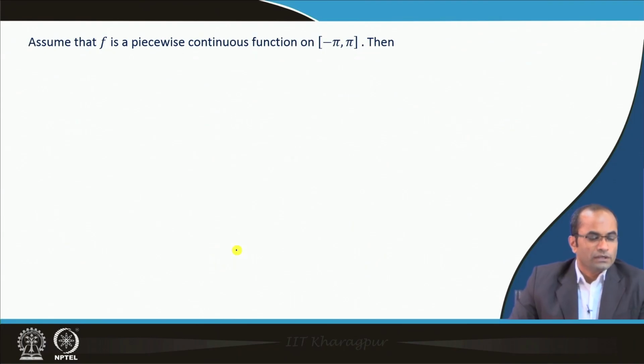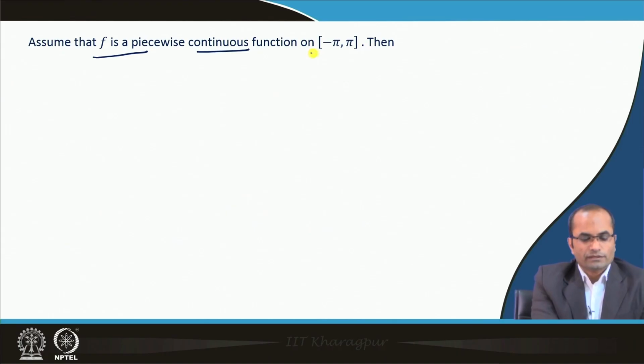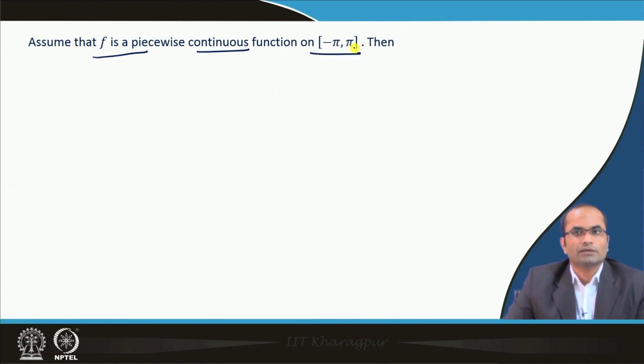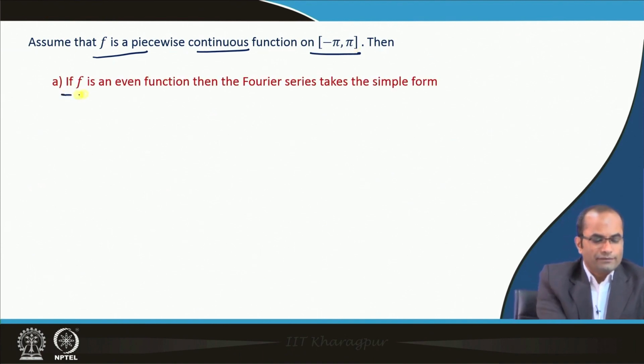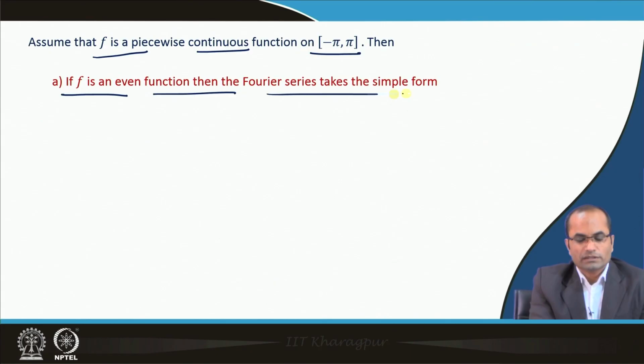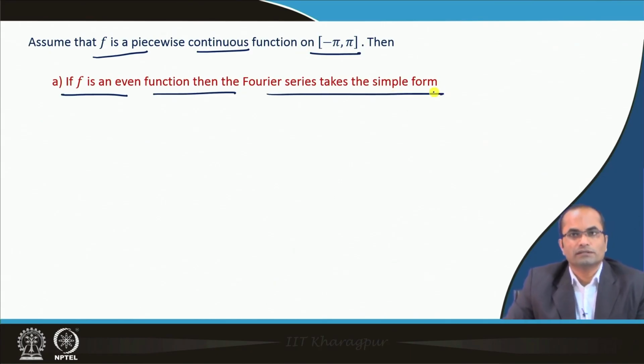So, we assume that f is a piecewise continuous function on the interval minus pi to pi. Again, for simplicity, we are taking minus pi to pi. All these results can be extended for a general interval minus L to L. So, in that case, if f is an even function, then the Fourier series takes the following simple form.